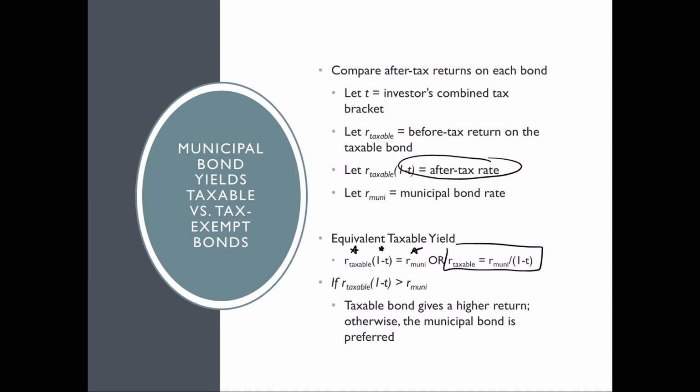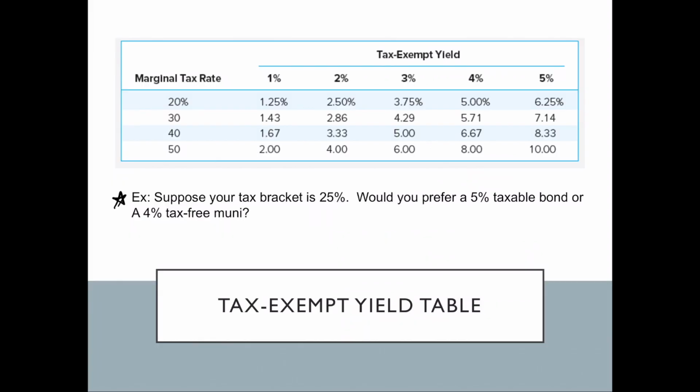So it's not the most complex equation. It just gets a little complex with the variables and the subnotations and so forth. So let's jump into an example. Suppose your tax bracket is 25%. Would you prefer a 5% taxable bond or a 4% tax-free muni?